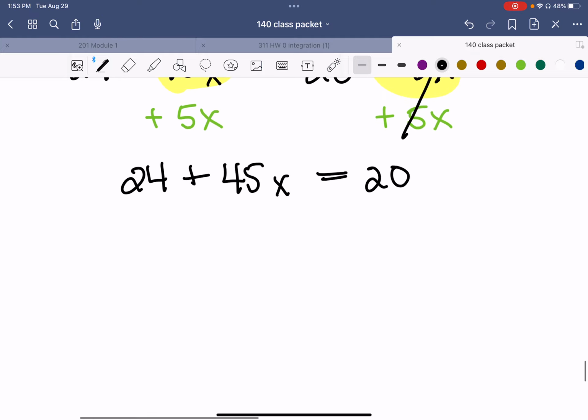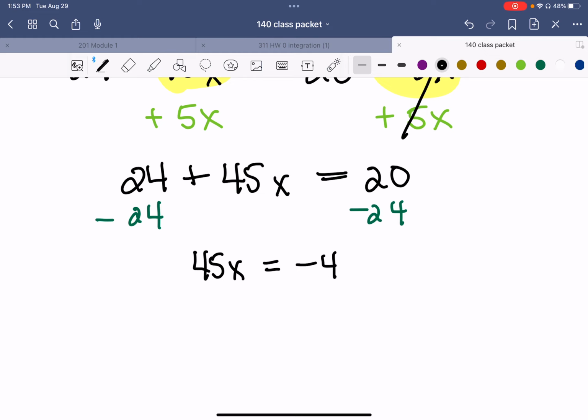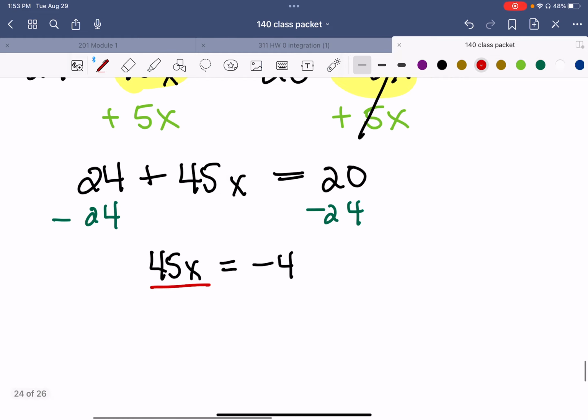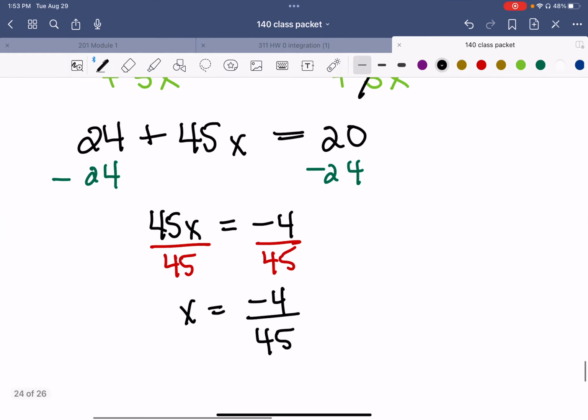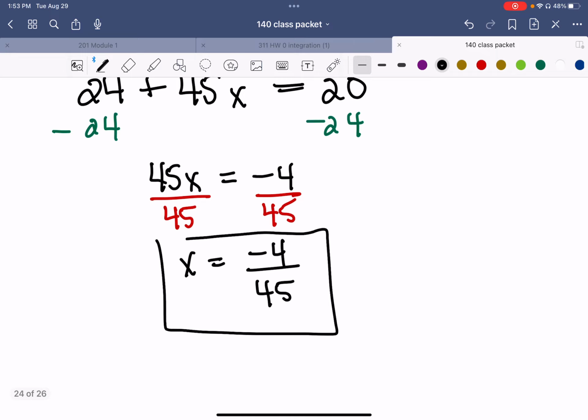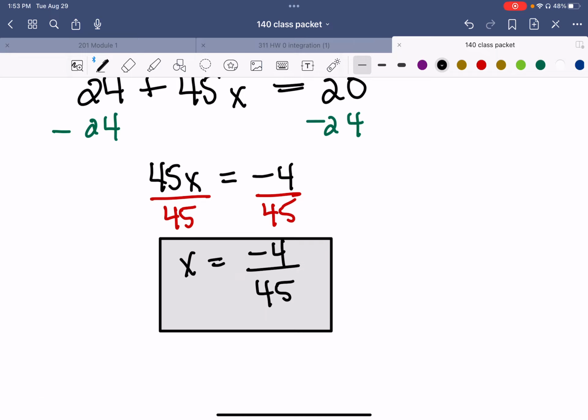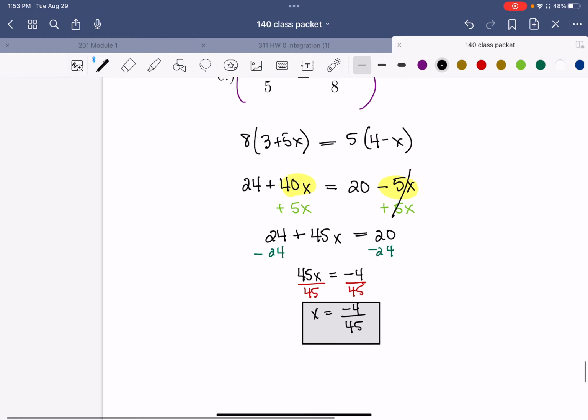Next, we want to get rid of that 24. So let's subtract 24 from both sides. And that's going to give me 45x. And on the right-hand side, that's negative 4. And then we're going to divide by the number in front of the x, so the x gets by itself. And we're going to end up with x equals negative 4 over 45. So it's okay. We're definitely getting some fractional answers to these, and that's okay.